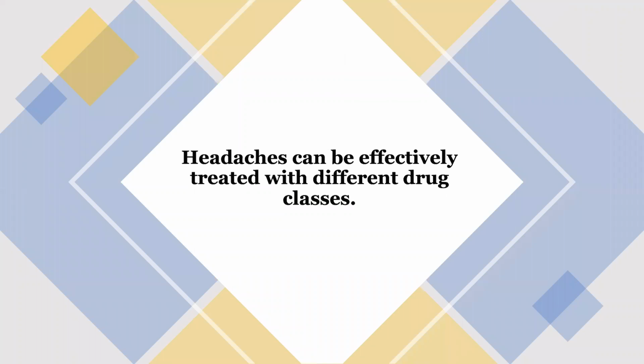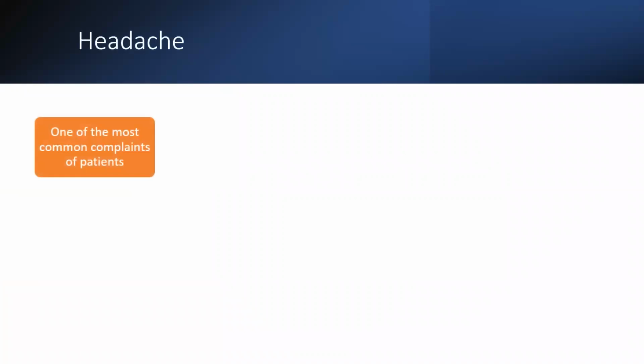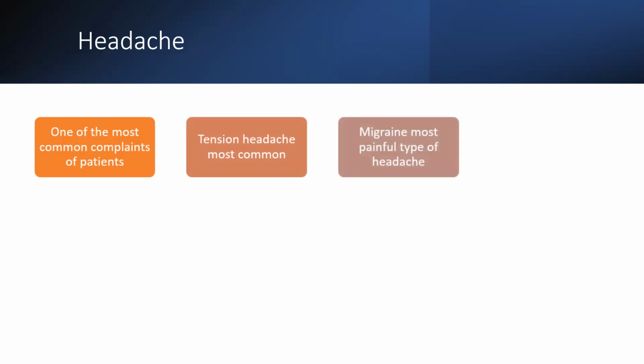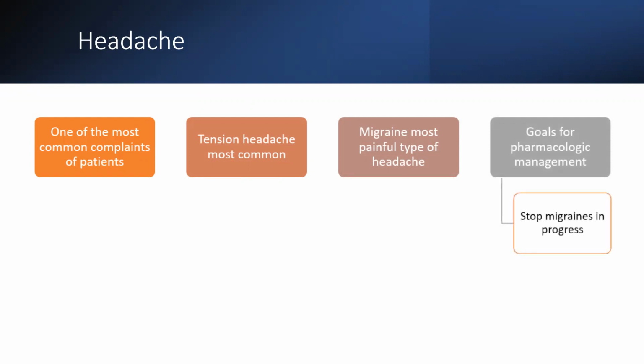Headaches can be effectively treated with different drug classes. Headache is one of the most common complaints of patients. The tension headache is the most common. Migraine is the most painful type of headache. The goals for the pharmacological management are to stop the migraines in progress and prevent the migraines from occurring again. That is called prophylaxis.